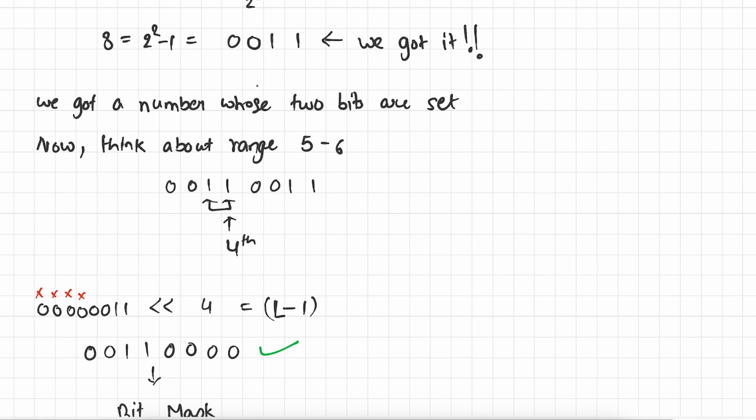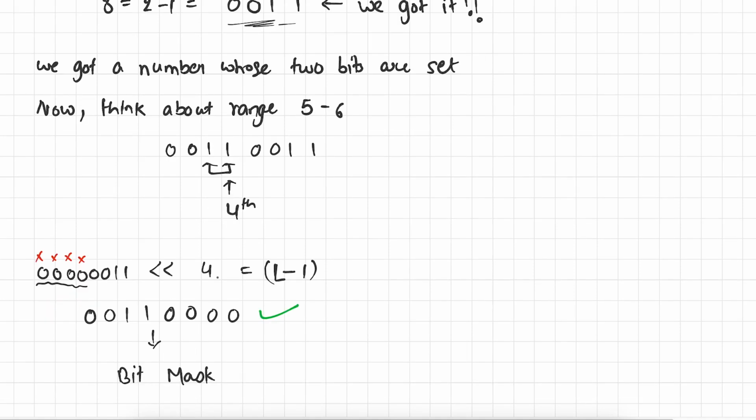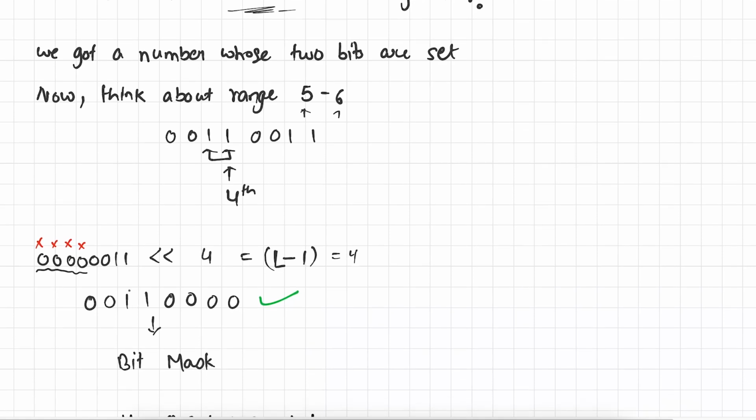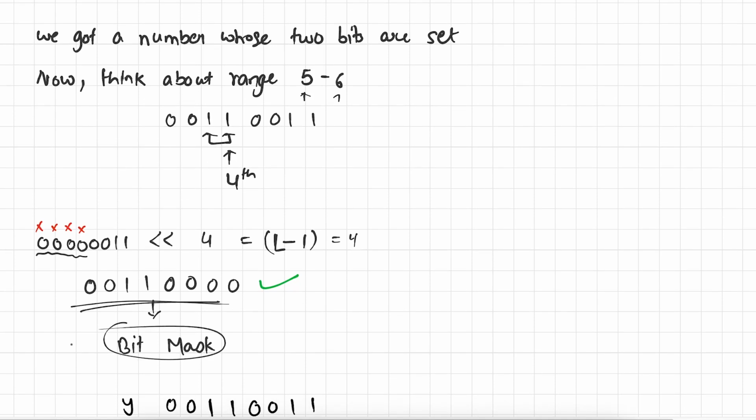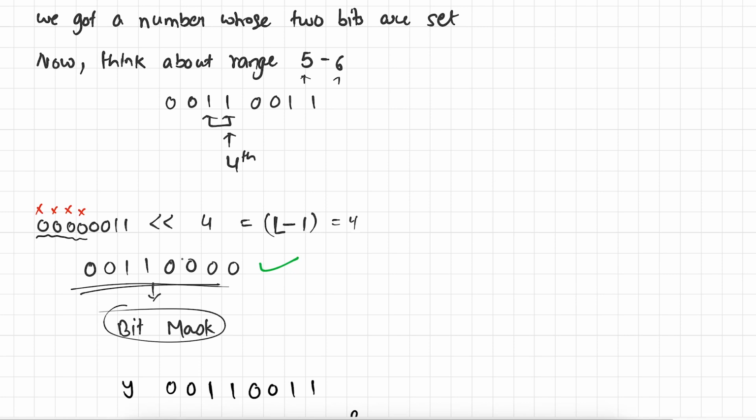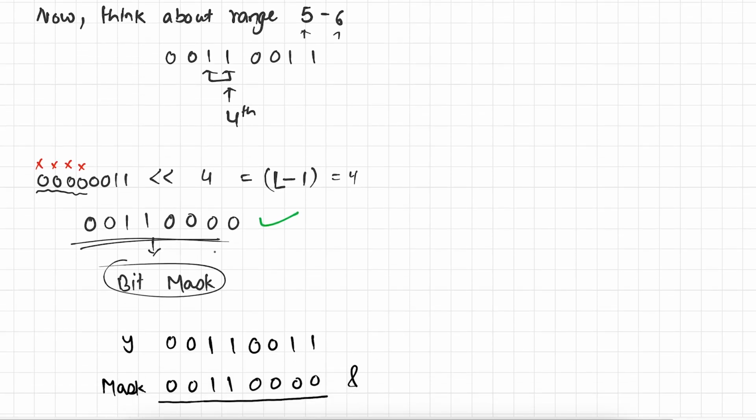So if we shift this number 4 positions towards left, all these 4 bits get discarded and these bits are shifted towards left by 4 positions. Okay. And how do we get 4? We just have to subtract 1 from L. L is what? 5 and R is what? 6. So L minus 1, 5 minus 1 is equal to 4. Correct? So you can see that we finally got our number whose 2 bits are set in a range from 5 to 6, and we call this number bit mask. So this is our bit mask, and using this mask we are going to get a number where we get only set bits in a range of 5 to 6.